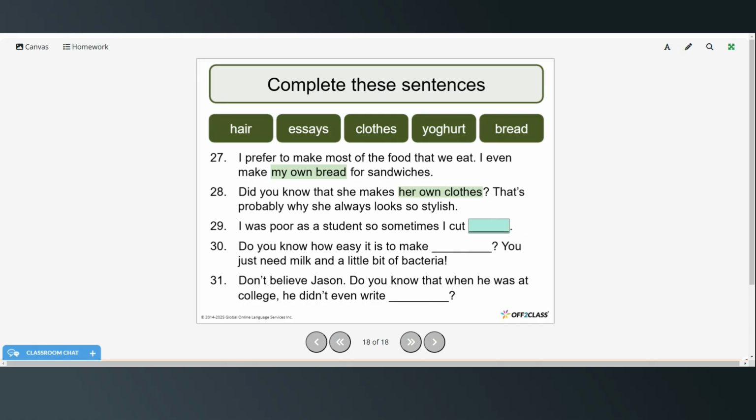I was poor as a student, so sometimes I cut my own hair. Do you know how easy it is to make your own yogurt? You just need milk and a little bit of bacteria. Don't believe Jason. Do you know that when he was at college, he didn't even write his own essays?